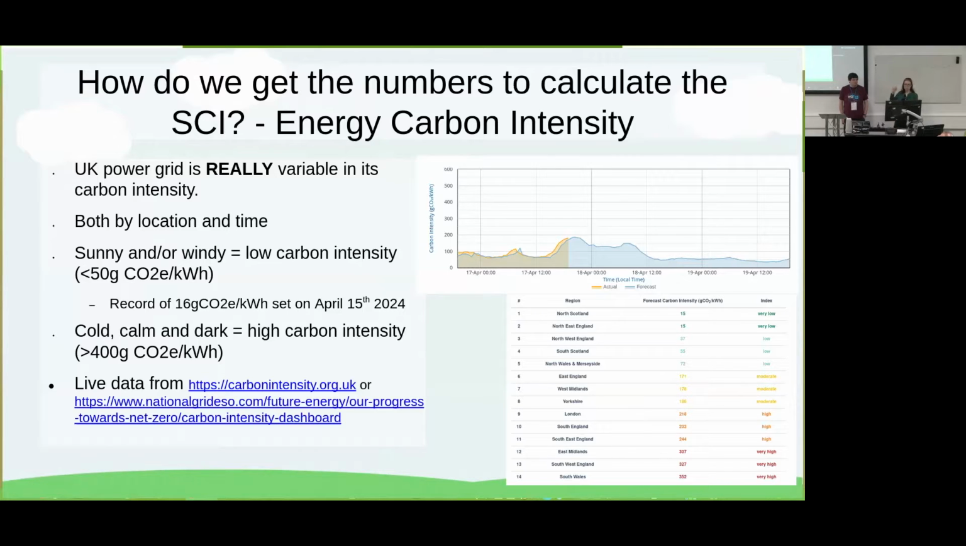Graphs such as that, you can actually get them live from certain websites. So there's carbonintensity.org.uk for the UK power grid. And the National Grid have some resources as well. So there's a few URLs that I won't read out in full, but are on the slide there.